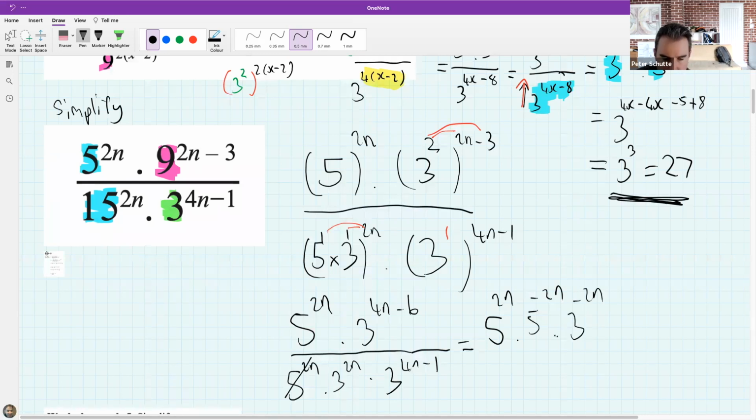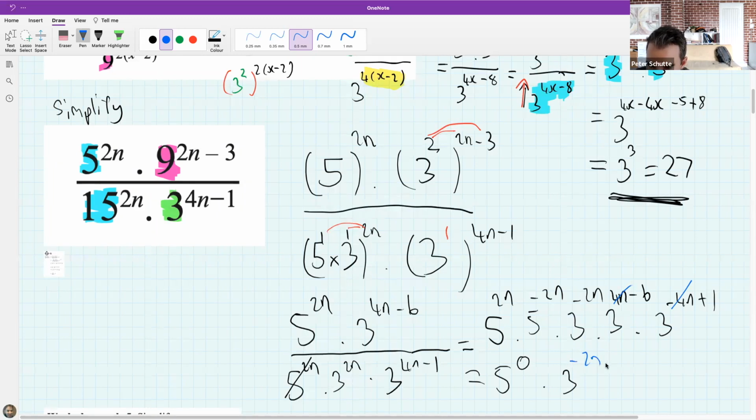and then 3 to the 2n becomes 3 to the minus 2n. And then that was 3 to the 4n minus 6. And then this becomes 3 to the minus 4n plus 1. You don't have to do it like this. So that's 5 to the 0. Now we need to keep track of this. We've got 4n minus 4n, so that's fine. And then we've got a minus 2n. And then we've got minus 6 plus 1, so we've got minus 5.